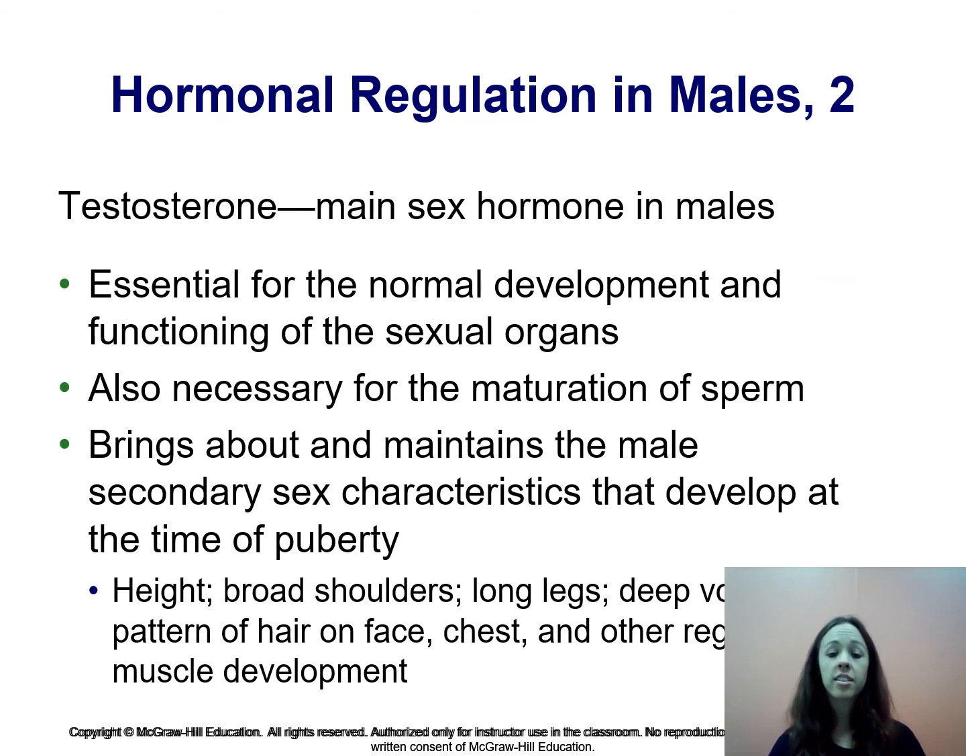Testosterone is the main sexual hormone in males. It is essential for the normal development and functioning of the sexual organs. It is also necessary for the maturation of the sperm. It helps bring about and maintains the male secondary sex characteristics that develop during the time of puberty. And these include height, broad shoulders, long legs, a deep voice, the hair found on the face, the chest, and of course muscle development.